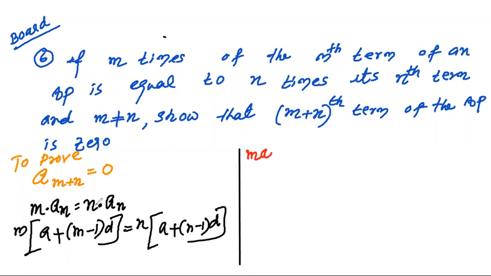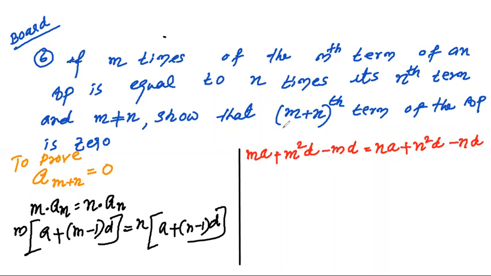Let me open the bracket. m into a will become ma. Opening the bracket, m into md is m square d, and minus 1 into d multiplied by m becomes minus md. That is equal to, similarly, n into a is na, n into nd is n square d, and minus 1 into d multiplied by n is minus nd. Now see what I'm doing.